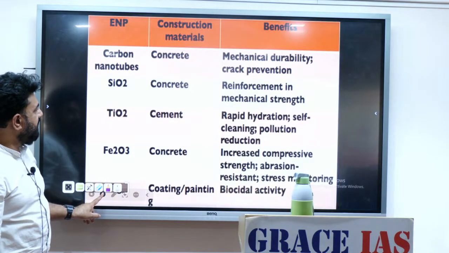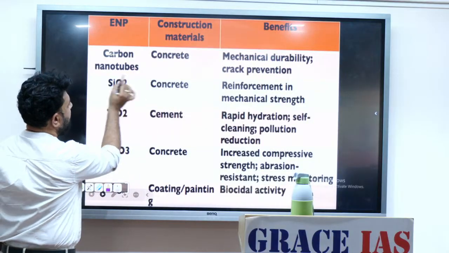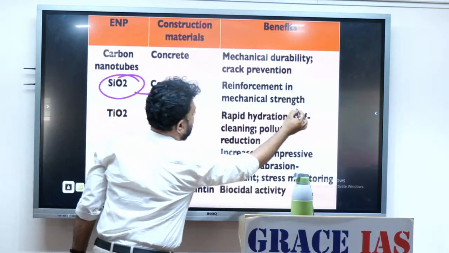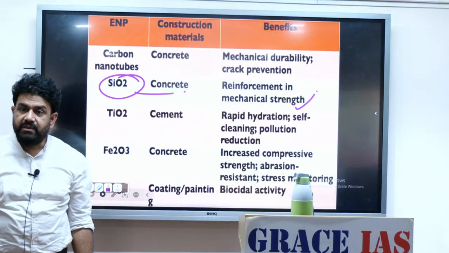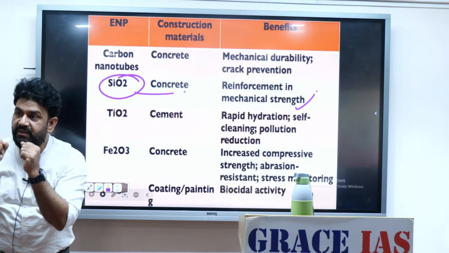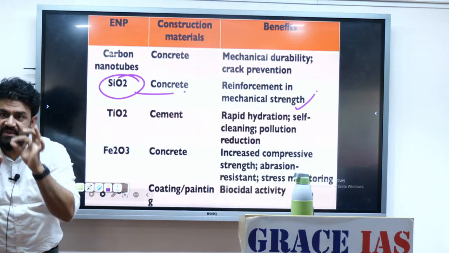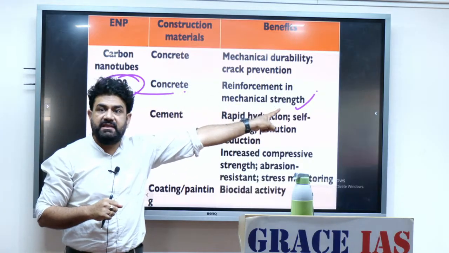So, in structural engineering, you can see that with silicon dioxide, mechanical strength is increased, as we mentioned earlier. Yes or no? Nanoparticles, because of the quantum size effect, will have more strength but thinner size. See, silicon oxide, nano silicon, mechanical strength is increased.